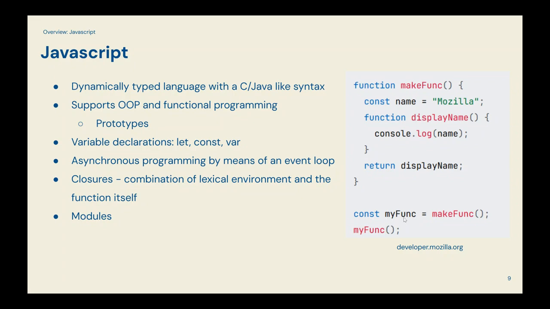And down here, myFunc is called. And while this wouldn't work in other programming languages, in JavaScript, this will actually successfully log the variable name to the console. And that's because of the closure. So when we define this function displayName, the lexical environment of that function, which includes this assignment of the string Mozilla to the variable name, is included in that closure. So then down when we call it here, we still have access to that variable.